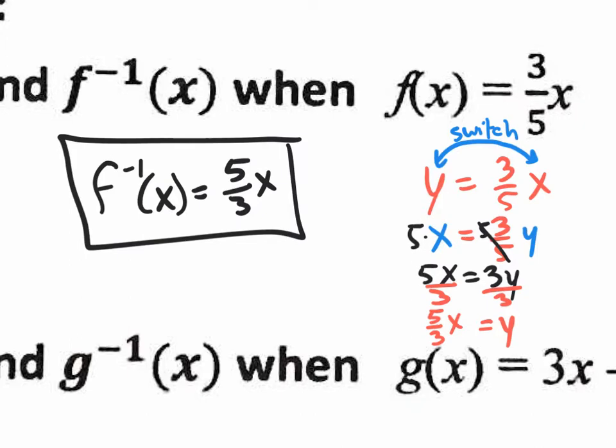The inverse of f of x is 5/3 x. What do you think? Well, the dog doesn't like it, but I hope you guys do. Again, how do you find the inverse? Switch x and y and solve for y.